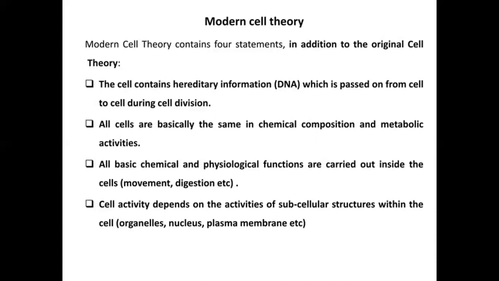DNA. So based on the modern cell theory, which has four rules, the cell contains the hereditary information, that is DNA, which is passed on from cell to cell during cell division. All the cells are basically the same in chemical composition and metabolic activity. All basic chemical and physiological functions are carried out inside the cell. There's movement and digestion, and the cellular activity is dependent on the subcellular structures and their activities within these structures, such as nucleus, plasma membrane, etc.